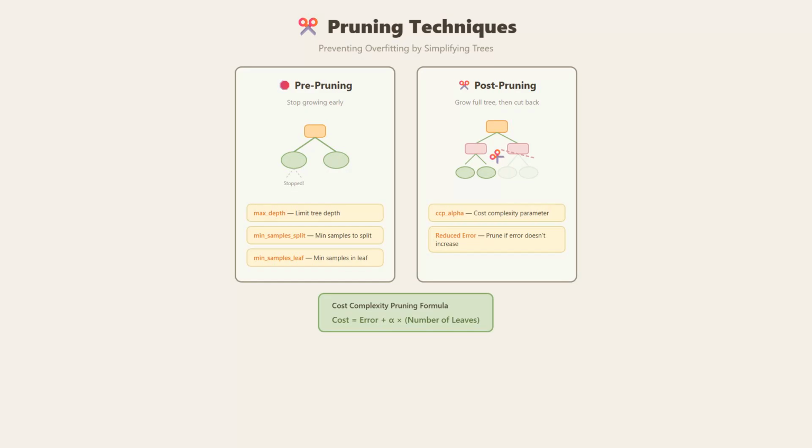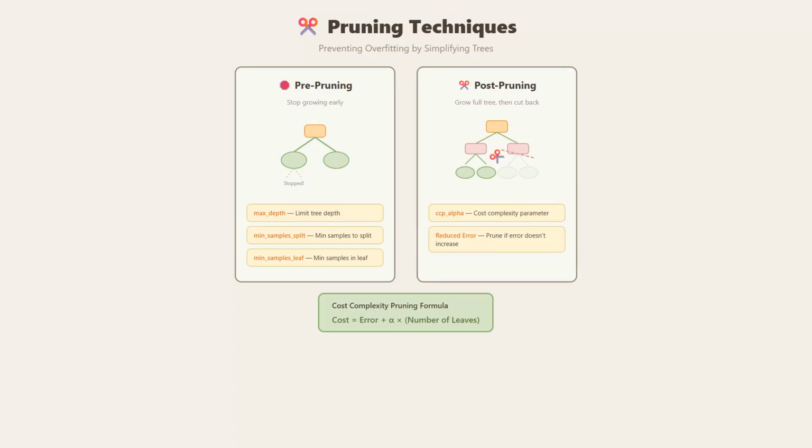The common pre-pruning parameters include max depth, which limits how deep the tree can grow. If you set max depth to 3, the tree will never have more than 3 levels of questions. Min sample split specifies the minimum number of samples required to split a node. If a node has fewer samples than this threshold, it becomes a leaf. Min samples leaf ensures every leaf node has at least a certain number of samples, preventing leaves with just 1 or 2 data points.